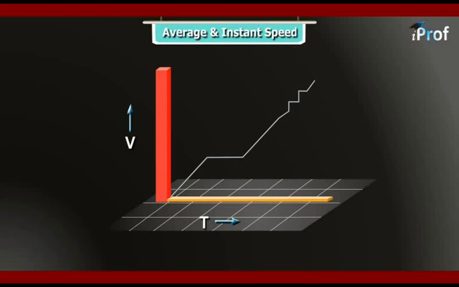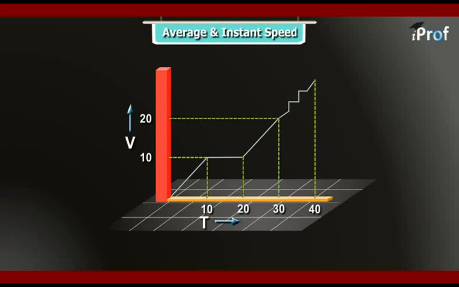So the graph is okay. Suppose here this time is 10 seconds, this time is 20 seconds, this time is 30 seconds, and this time is 40 seconds. Suppose here the distance covered by the body is 10 meter, up to here the distance covered is 20 meter, up to here the distance covered is 20 meter, and here the distance covered is 40 meter. Don't worry about the scale of the graph. We are randomly plotting the graph here.